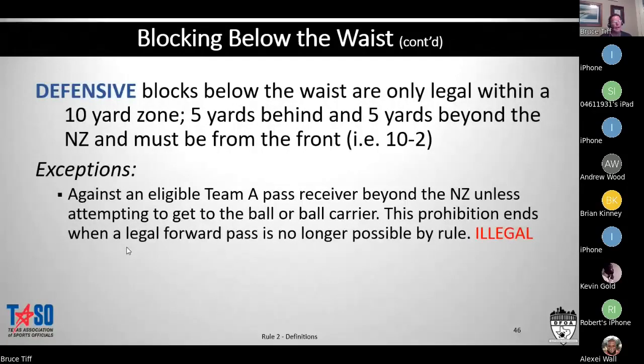Again, that would be a very high risk block because that pass receiver is probably not paying attention to how he's going to get blocked. He's probably running his route and looking back at the quarterback.